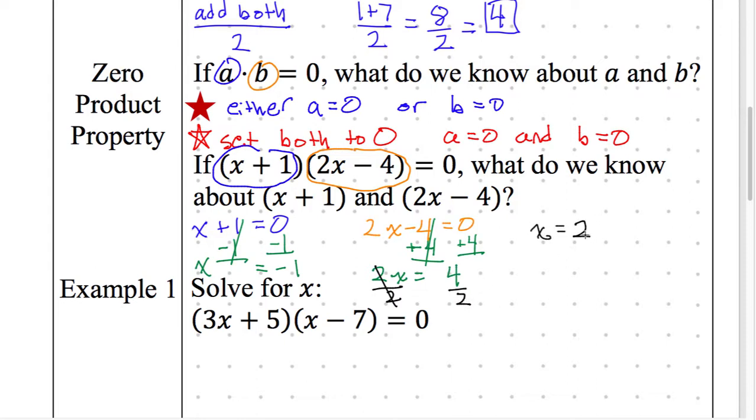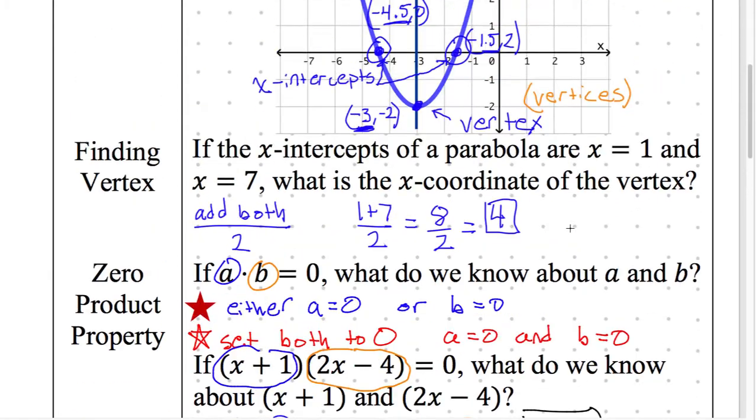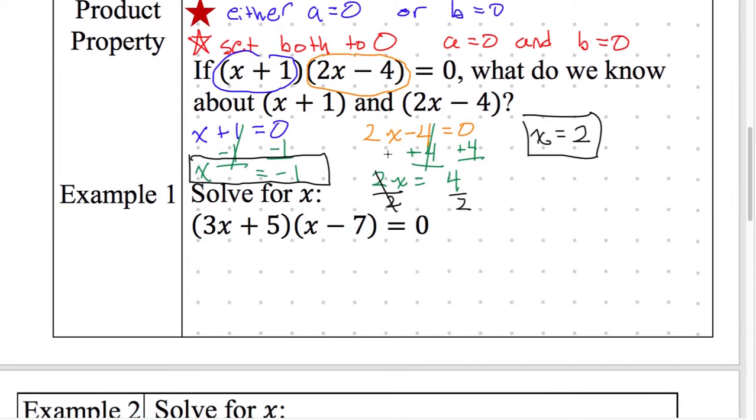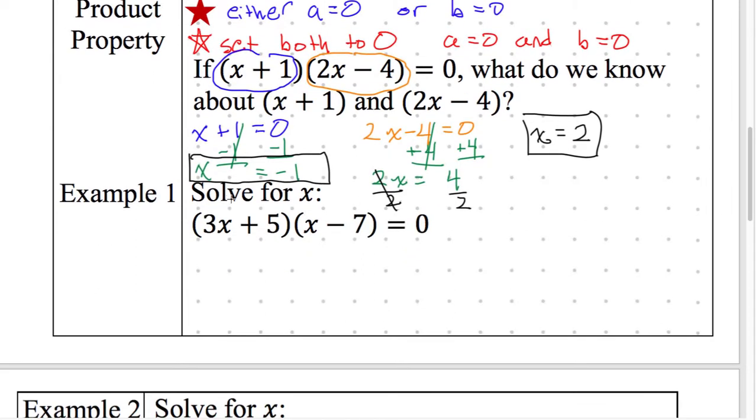Notice that we have two answers here. I have an answer right here, and I have an answer right here: x equals -1 or x equals 2. I'm going to go ahead and give this knowledge. I'm going to talk about it later, but the reason that we have two answers is because we have two x-intercepts.